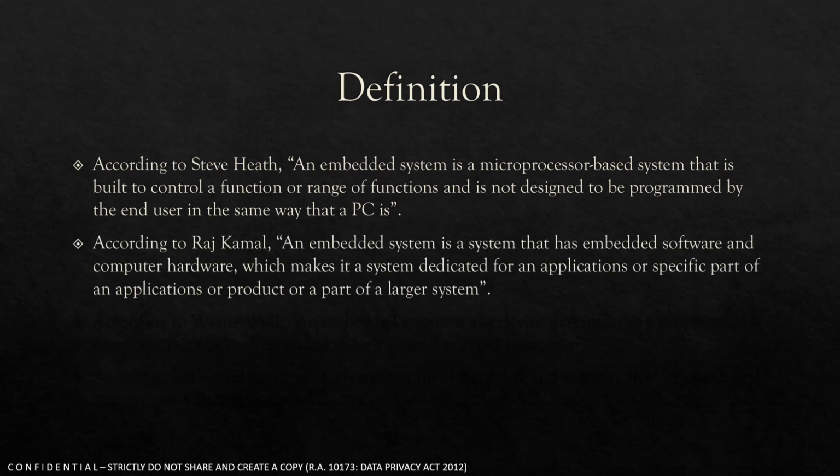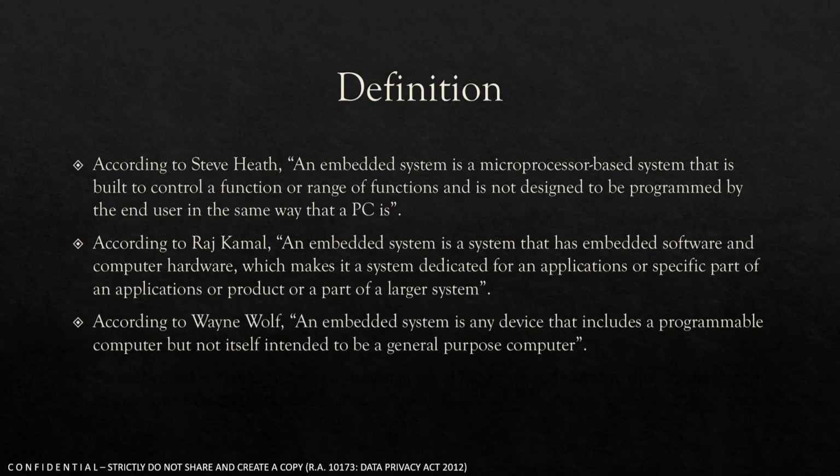While according to Raj Kamal, an embedded system is a system that has embedded software and computer hardware, which makes it a system dedicated for an application or specific part of an application or product or a part of a larger system. And according to Wayne Wolf, an embedded system is any device that includes a programmable computer but is not itself intended to be a general purpose computer.